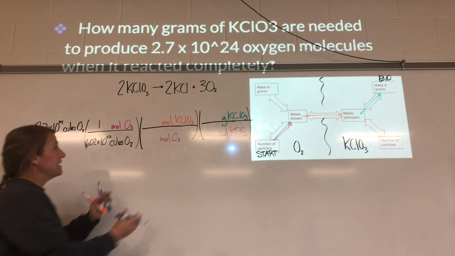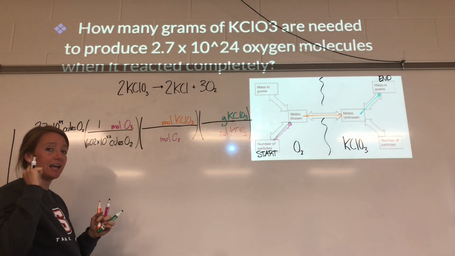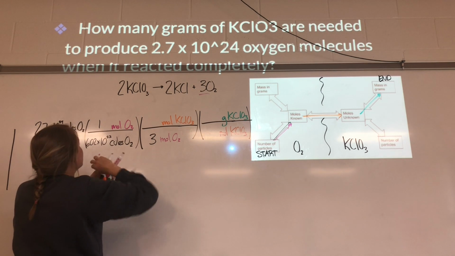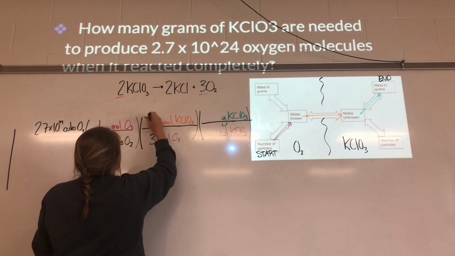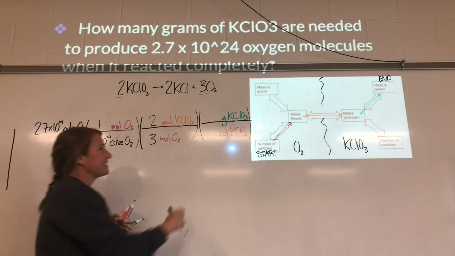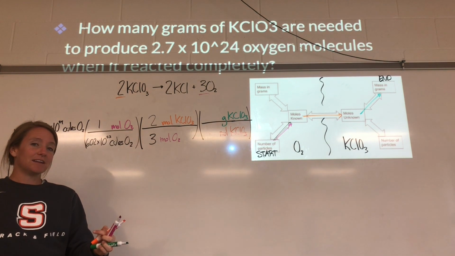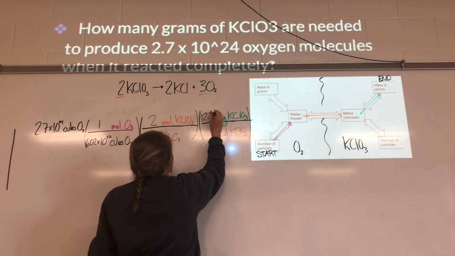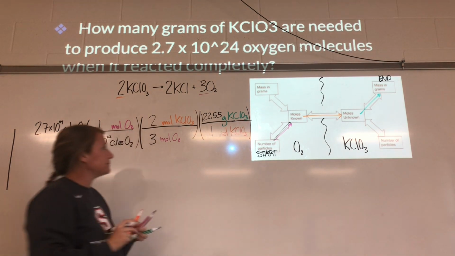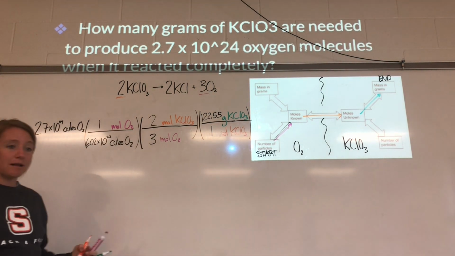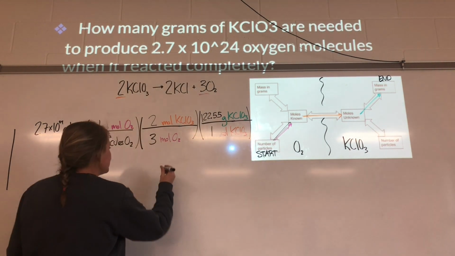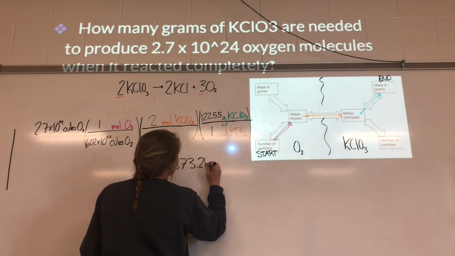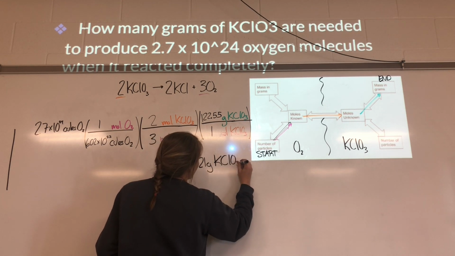Okay, the thing that connects moles to moles of a substance is the balanced equation. So we have 3 of those for oxygen and 2 for KClO3. And then the thing that connects moles to grams of a substance is the molar mass, which for KClO3 I got as 122.55 over 1. Okay, plug that into your calculator, and if you plugged it in correctly, you should get 373.21 grams of KClO3.